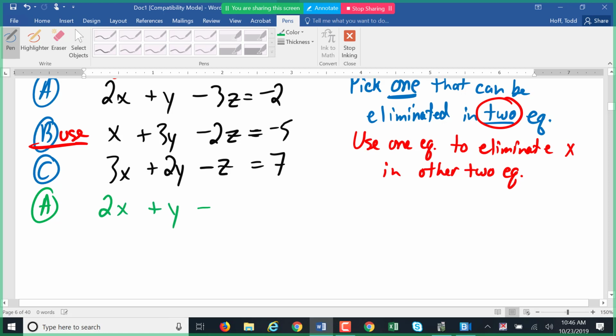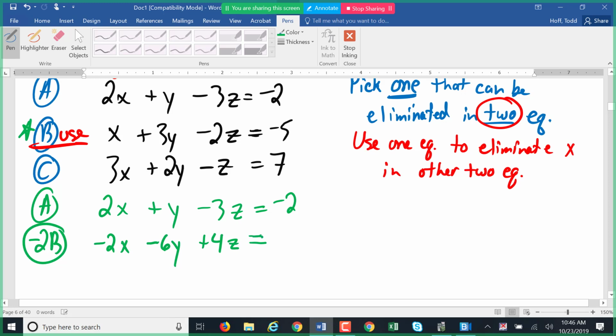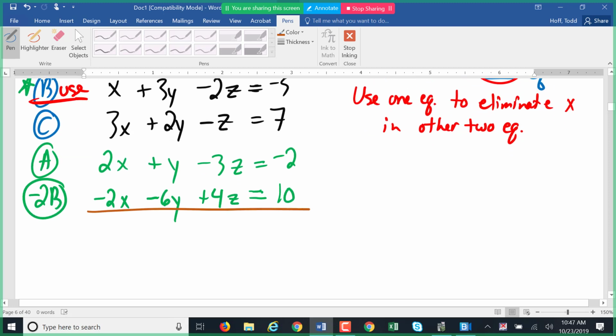which is 2x plus y minus 3z equals -2. And what I'm going to use with it is -2 times equation B. So if I multiply equation B by -2, -2 times x is -2x. -2 times 3y is -6y. -2 times -2z is +4z, equals -2 times -5 is 10. The reason I've done that is now the x will be eliminated when I add the equations. 2x and -2x cancel out. y and -6y is -5y. -3z and +4z is +z. -2 and 10 make +8.